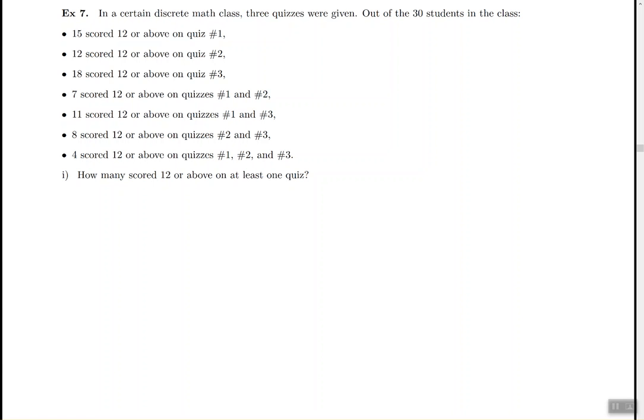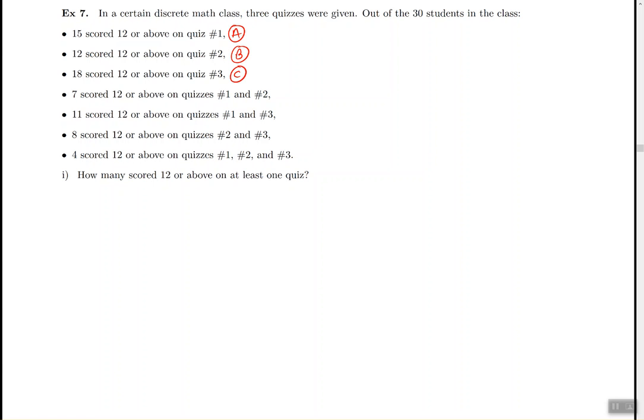Okay, example 7 is pretty much a direct application of what we just learned in the inclusion-exclusion rule. So we're going to be first calculating how many students scored 12 or above on at least one quiz. And in order to do that, I'm going to basically use the formula. In this case, I have three sets. The set of people that scored 12 or higher on quiz 1, I'm calling that set A, then set B, and then set C.